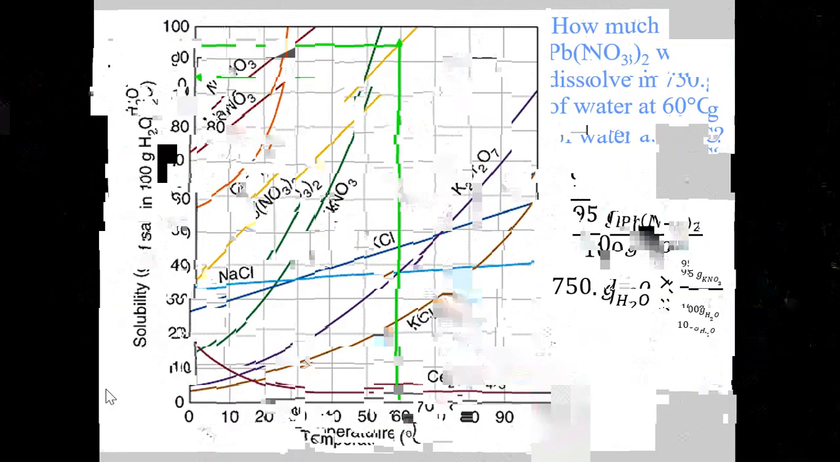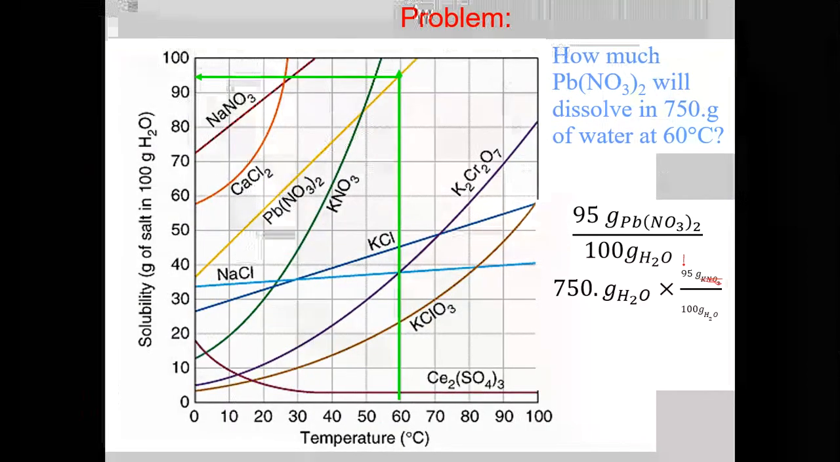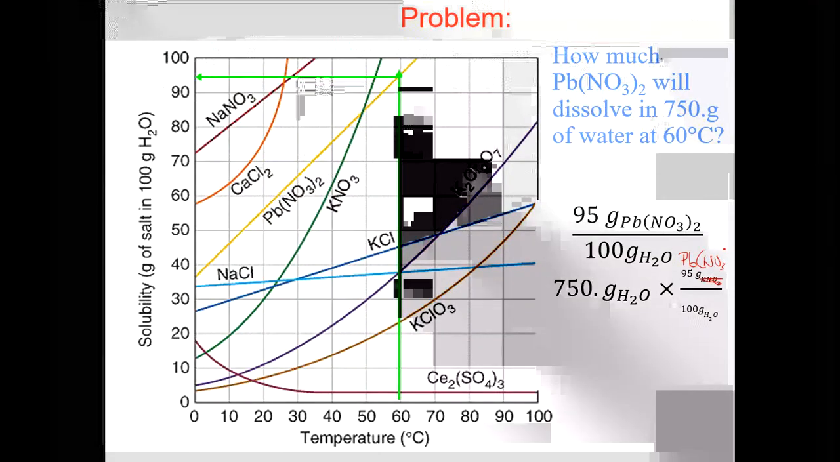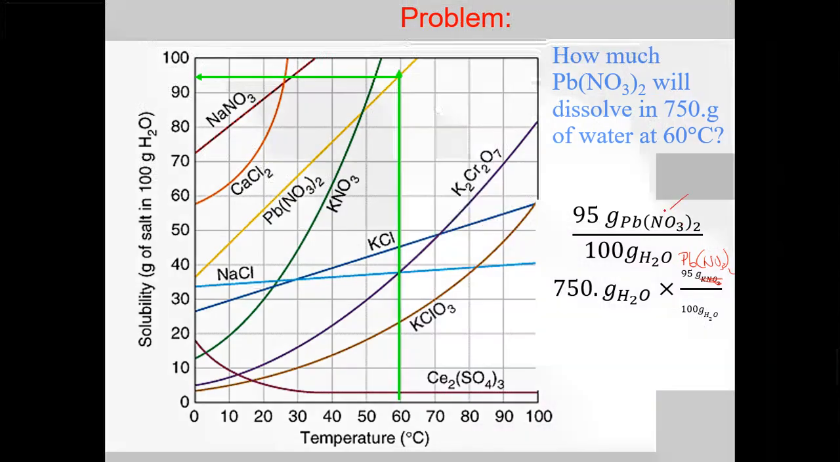Again, this should be lead nitrate. I made a mistake. A compound. And then I do the math, 750 times 95 divided by 100, and I get that I can dissolve 712 grams of lead nitrate into 750 grams of water at 60 degrees Celsius. Let's keep trying.